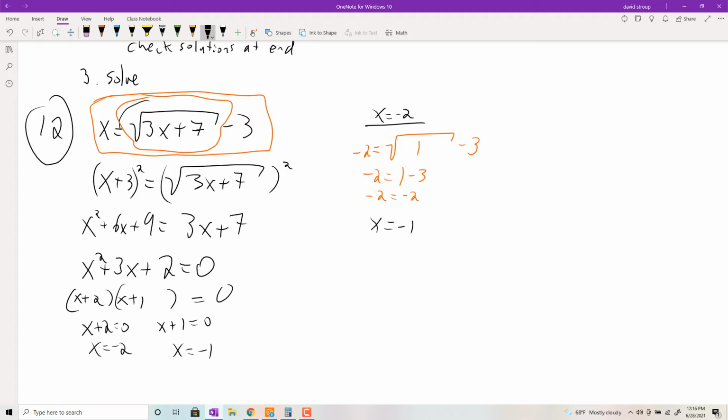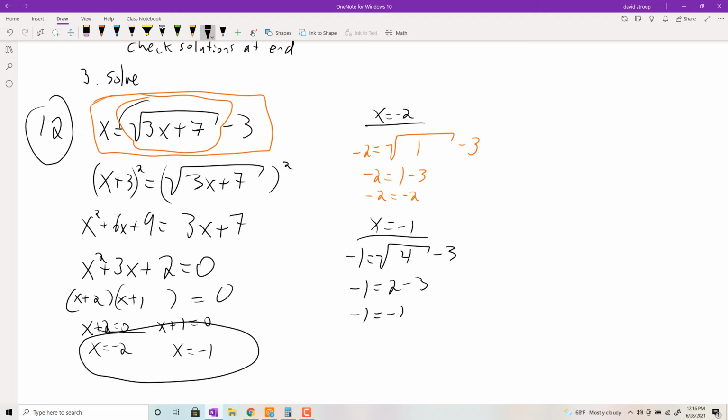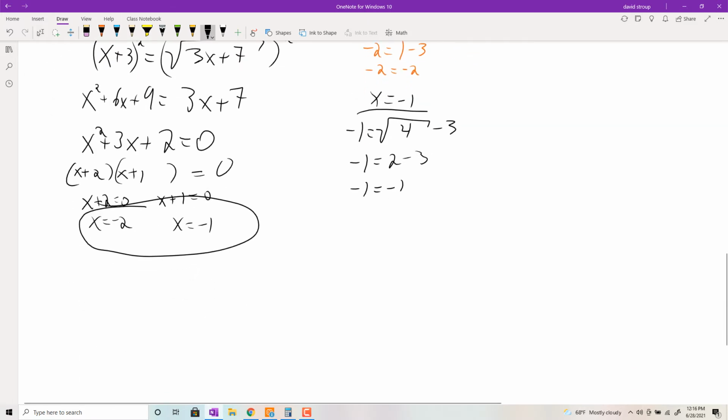Let's try negative 1, see if that works. So I have negative 1 equals the square root of 3 times negative 1 is negative 3 plus 7 is 4. And then minus 3 equals 2 minus 3. Negative 1 is negative 1. So yeah, they're both solutions. They both work.